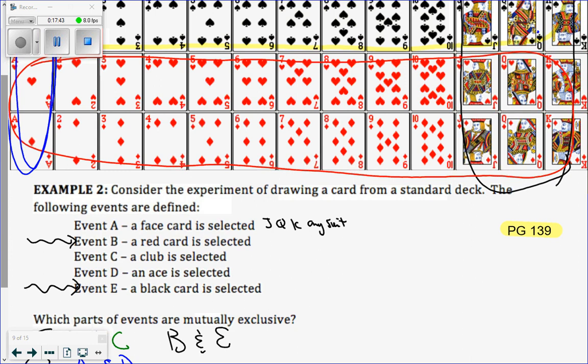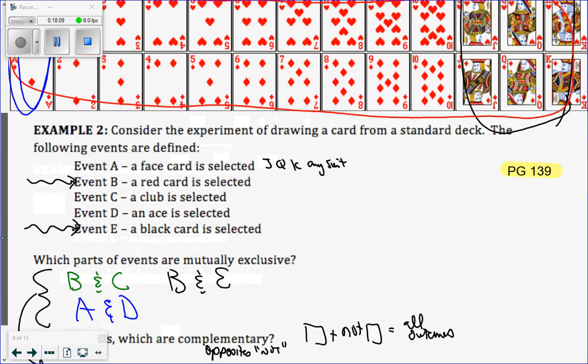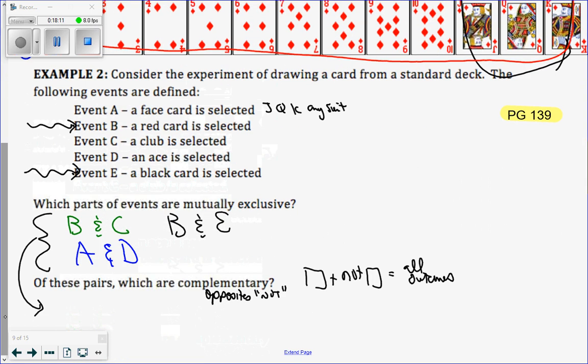A red card and a black card, right? Think about it. If this is saying pick a card that's red, this one is saying pick a card that's not red. If it's not red, what is it? Black. If I say pick a card that's black, the complement would be pick one that's not black. Well, what's not black? Red. If I say pick red or black, you're like, awesome, 100% chance of happening here, right? Because when you add them up, you get everything covered. So B and E are also complementary.